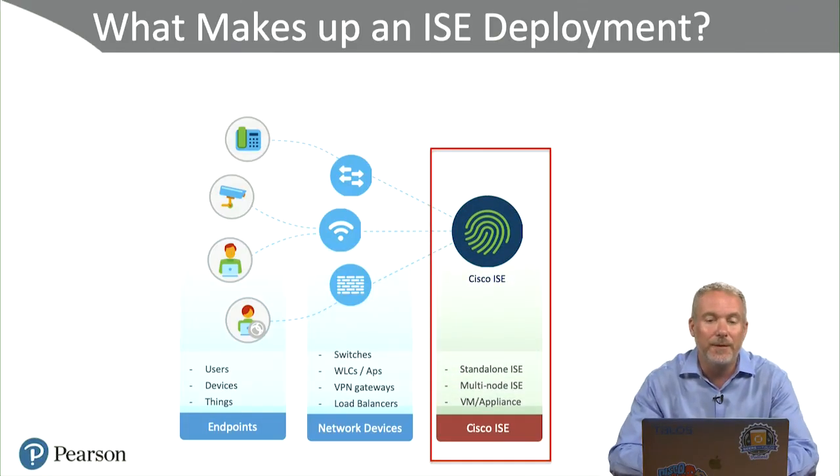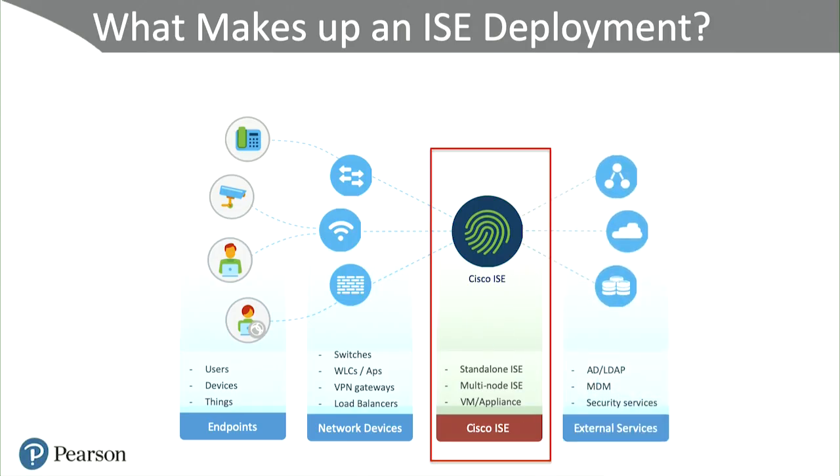There's our ISE servers, right? So pretty straightforward. These are our authentication servers. And then there's going to be some third-party systems that make up our deployment as well, whether they're external identity sources, such as Active Directory or LDAP or SAML. There might be mobile device managers. There might be external threat systems that we're integrating to as well.